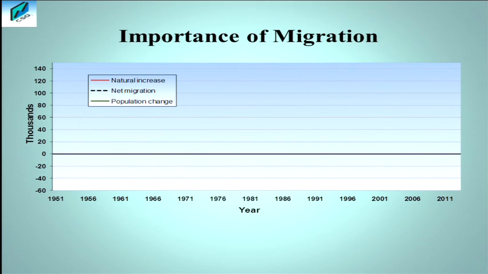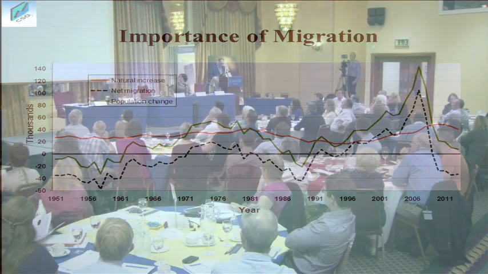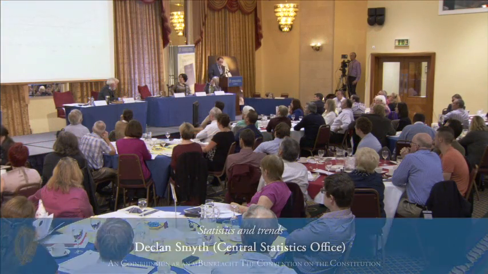This graph illustrates population change, net migration, and natural increase, births minus deaths, from 1951 to present. And what you'll see from the graph is the importance that migration has on the population total, that the population change follows the net migration change over time.